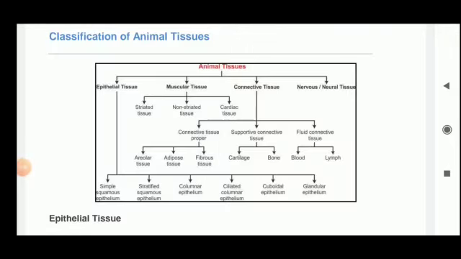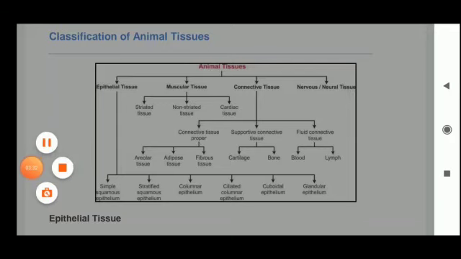So children, as you have learned in previous lectures, epithelial tissues, connective tissues and their various types, like connective tissue proper, supportive connective tissue and fluid connective tissue. Now we are going to talk about the third type of animal tissue, which is called muscle tissue. And muscle tissue has three types. One is striated, second is non-striated, third is cardiac.